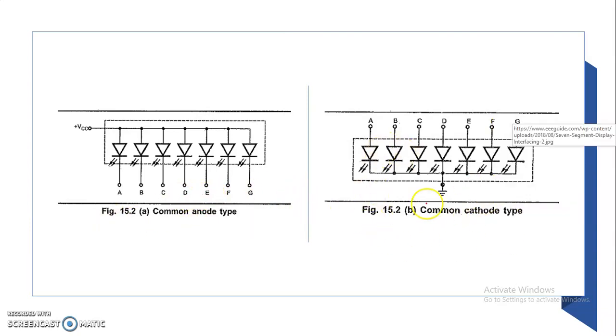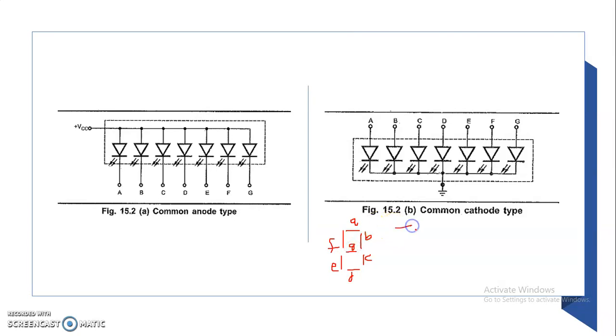Then you have the common cathode type, where cathodes are connected together and connected to ground, whereas the anode is left free. Whichever LED you want to glow, that particular segment has to be given data. For example, let me draw this 7 segment display. These are LEDs arranged in 7 segment form, that is in the form of an 8, and each LED is designated by the letters A, B, C, D, E, F and G. Okay, suppose I want to display 2.